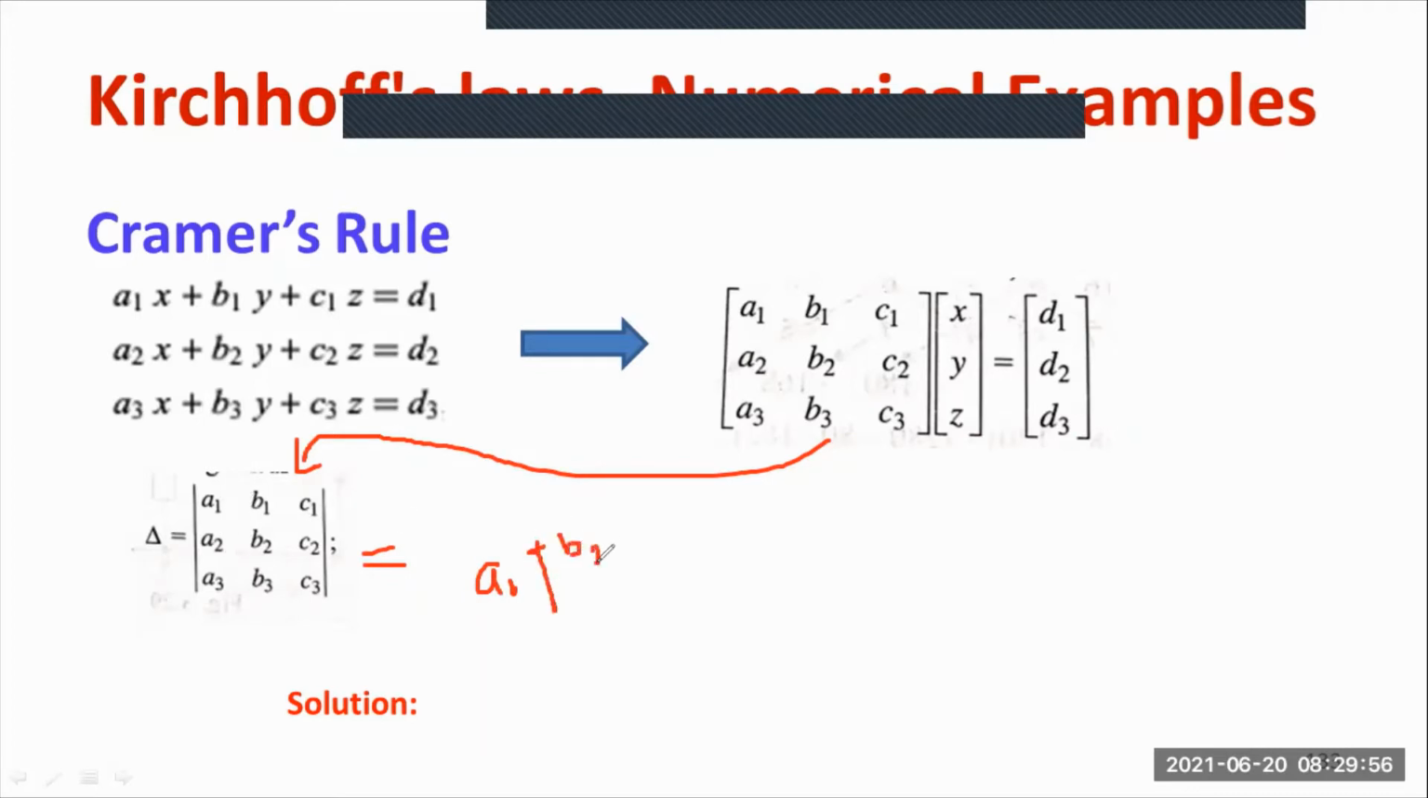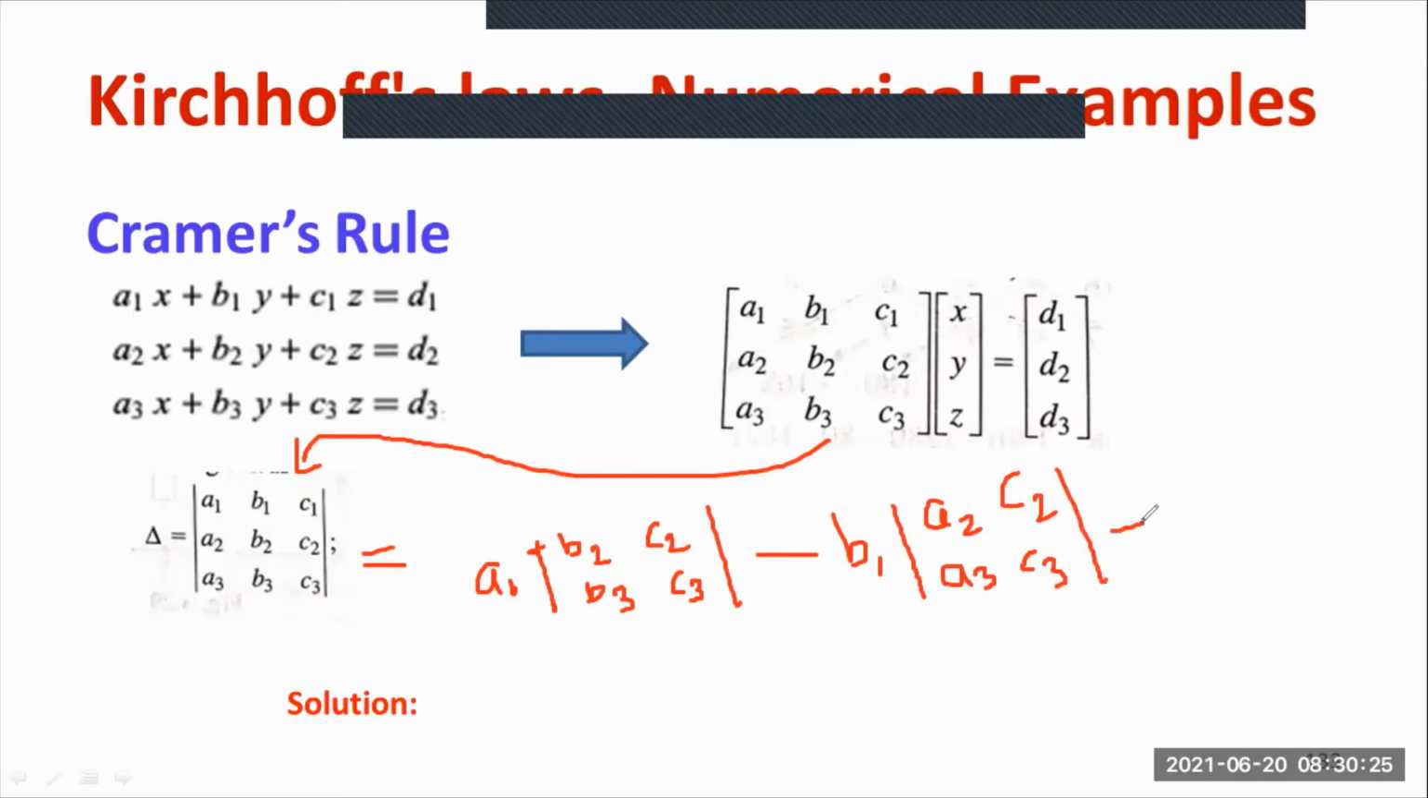B2 C2, then B3 C3, minus B1, then A2 C2, A3 C3, plus, take care of the polarity, C1 A2 B2, then A3 B3.